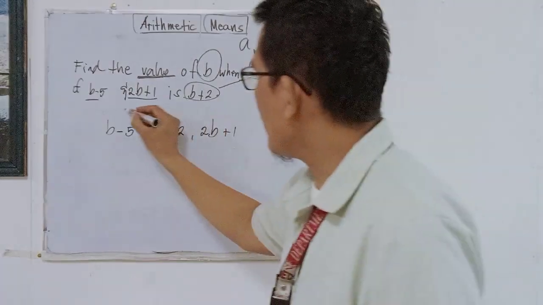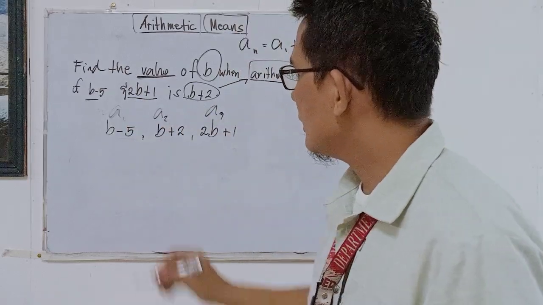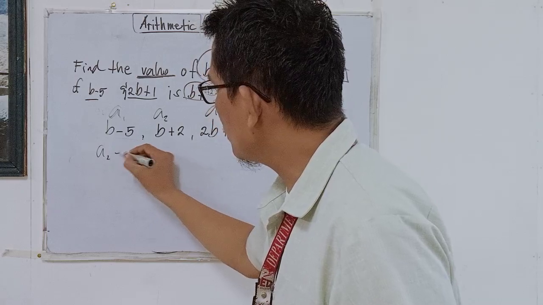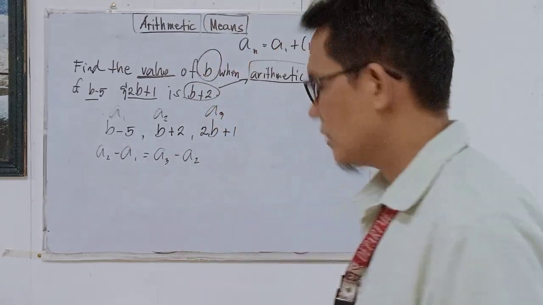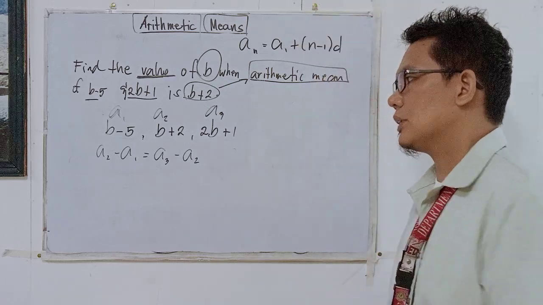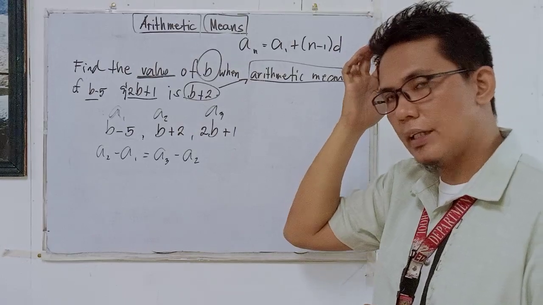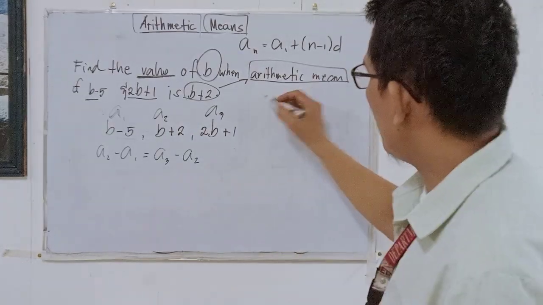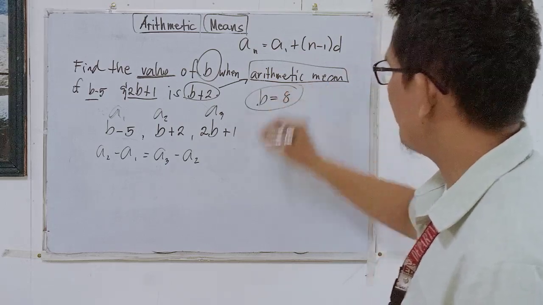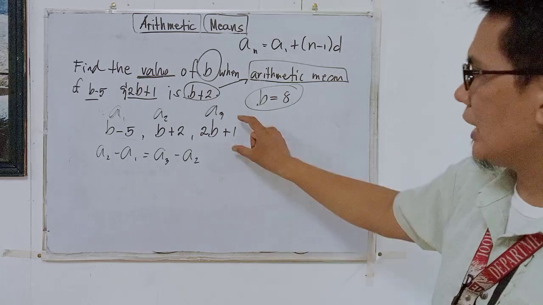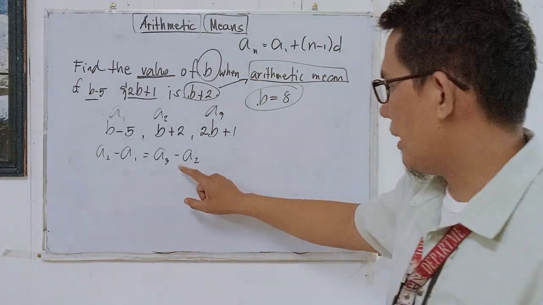So since this is our a sub 1, a sub 2, and a sub 3, again the formula is a sub 2 minus a sub 1 is equals to a sub 3 minus our a sub 2. Why is it that we equate the two expressions? For us to solve if the common difference is really that 1. Okay? But we have solved already using our first method that the value of b is 8. Let us try to solve if we can still get the same value using our second method, or using this formula.